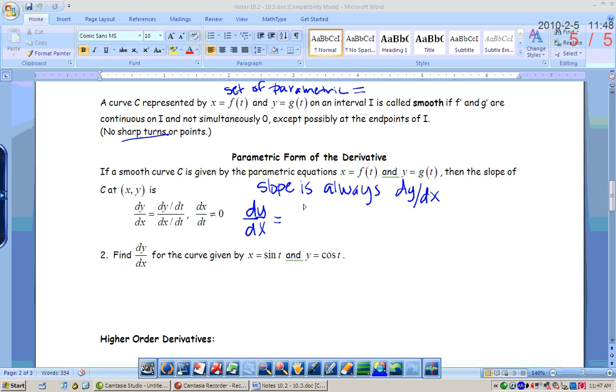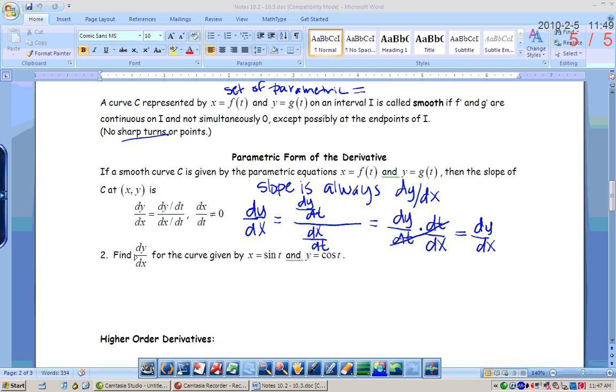It's easier to see if you write it like this. So dy/dx is going to equal dy/dt over the derivative of x with respect to t. And when you take dy/dt divided by dx/dt, it's the same thing as dy/dt times what? Right, dt/dx. So what happens? Right, the dt's cancel and you're just left with dy/dx.